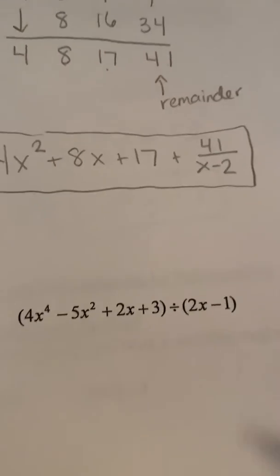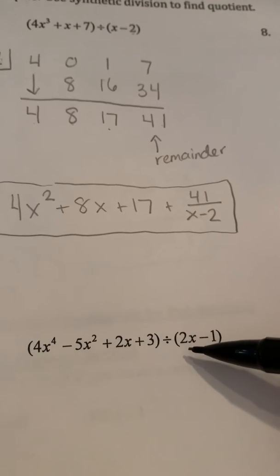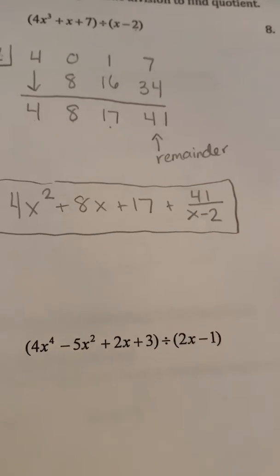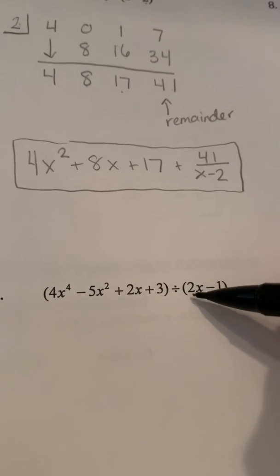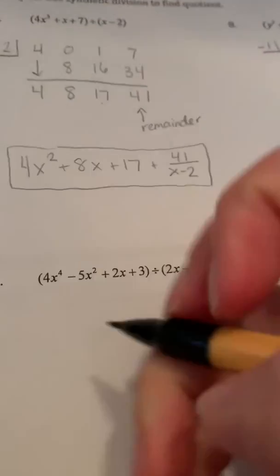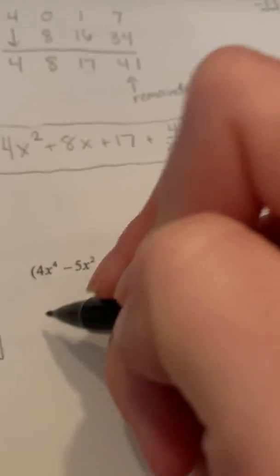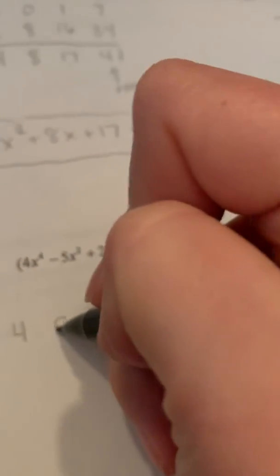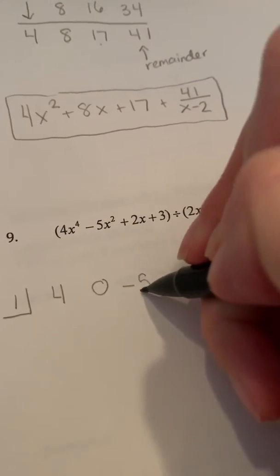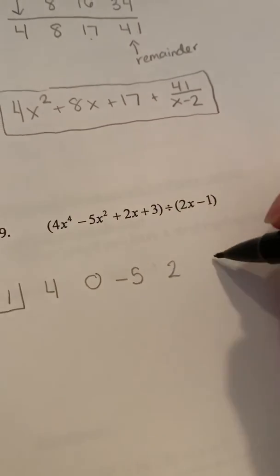What if there's a coefficient in my binomial? So again, I'm dividing by a binomial and that power is 1, so I can use synthetic division, but this time there's a coefficient. So we're going to have an additional step. I'll start off similarly. We'll have a positive 1 out front, and then we'll fill in with our coefficients. So we have 4, a 0 because there's no x to the third term, then negative 5, positive 2, and 3.